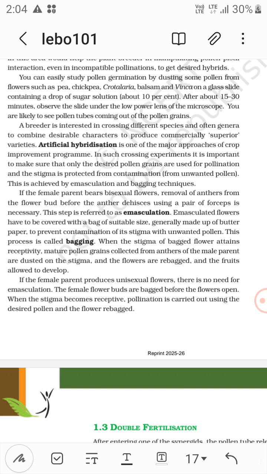If the female plant produces unisexual flowers, there is no need for emasculation. The female flower buds are bagged before the flowers open. When the stigma becomes receptive, pollination is carried out using the desired pollen, and then the flower is rebagged.